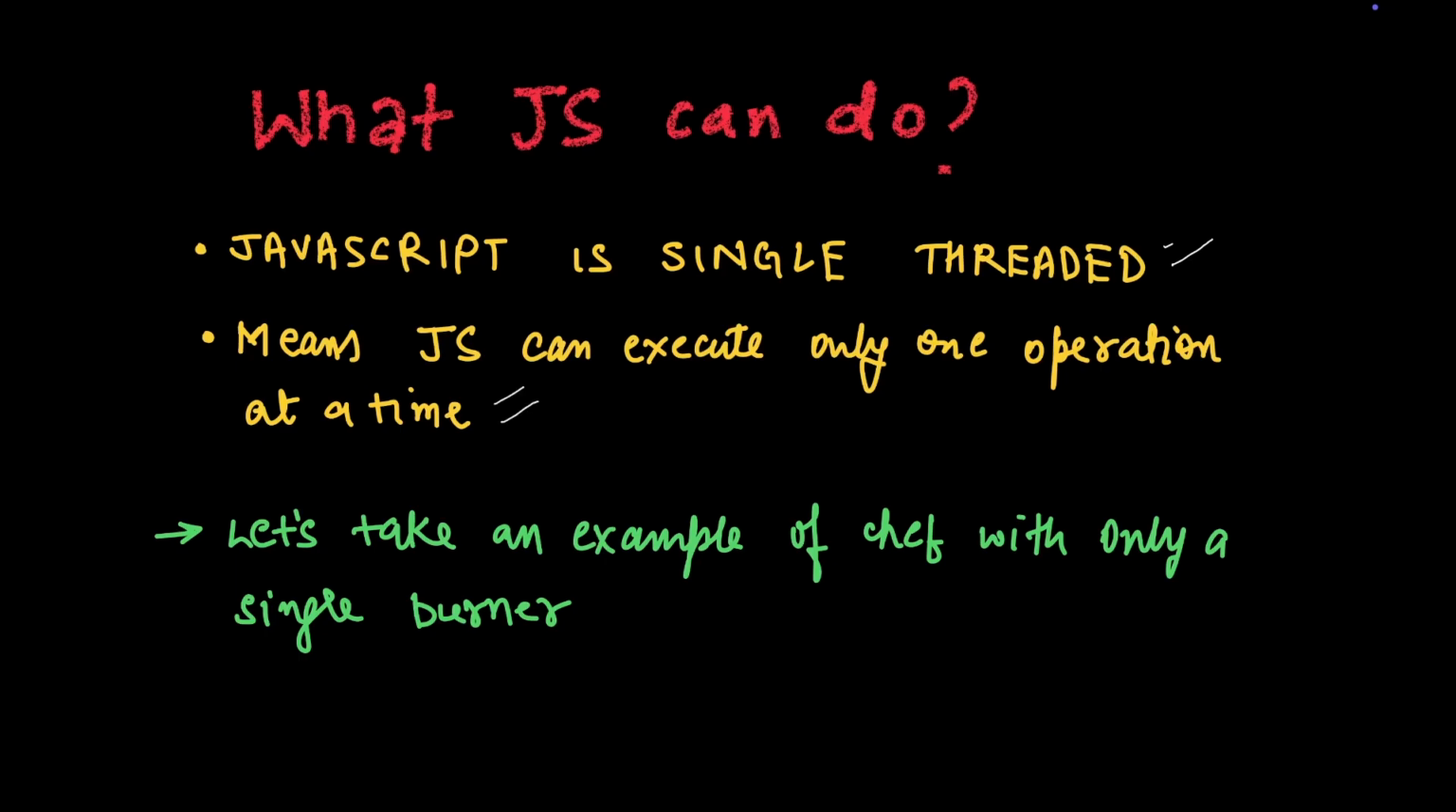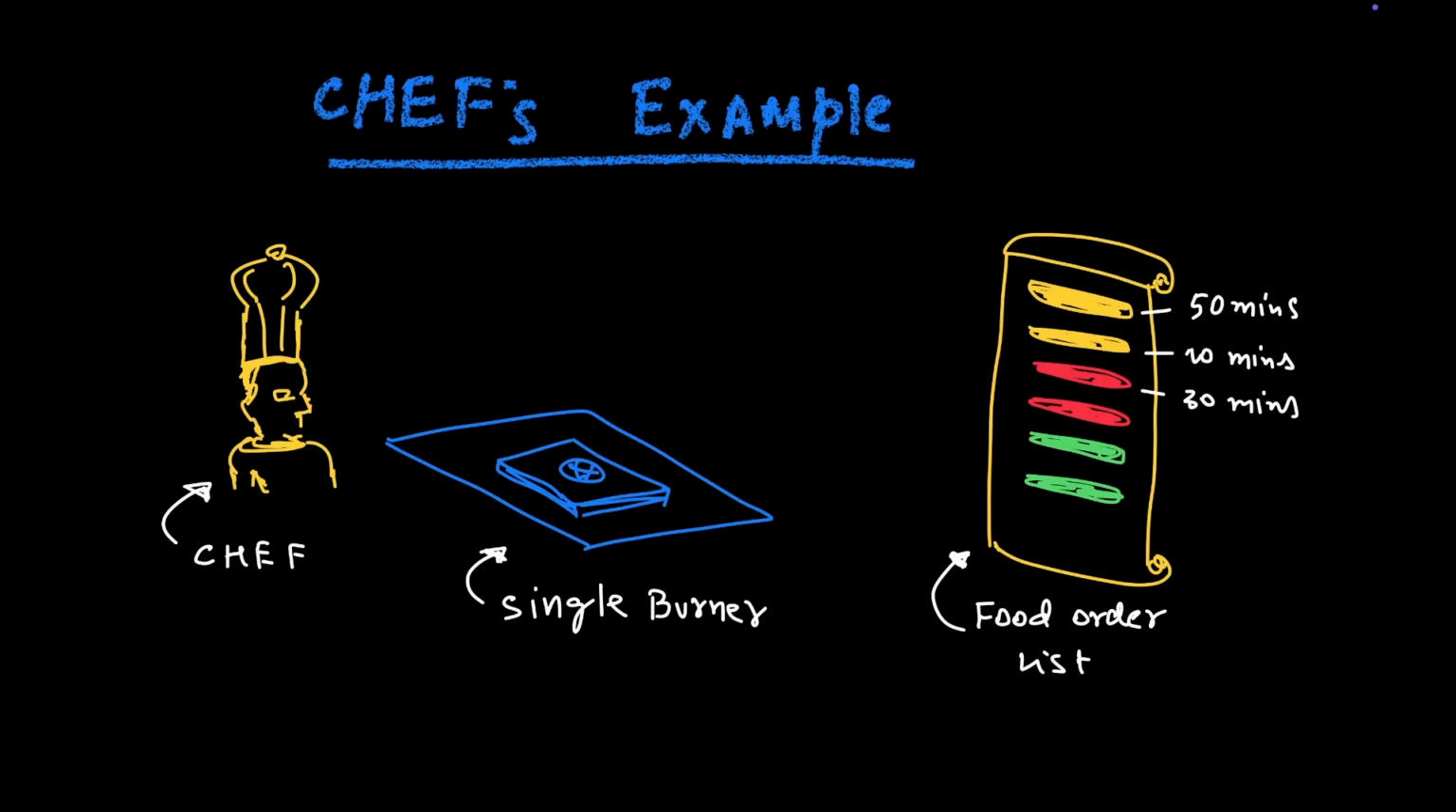Let's take an example of a chef with a single burner. Here we have the chef. This is our single burner, and here we have a food order list, as you can see. The list will have multiple foods and they can take different times. How do you think the chef can handle all the food items in an efficient way?